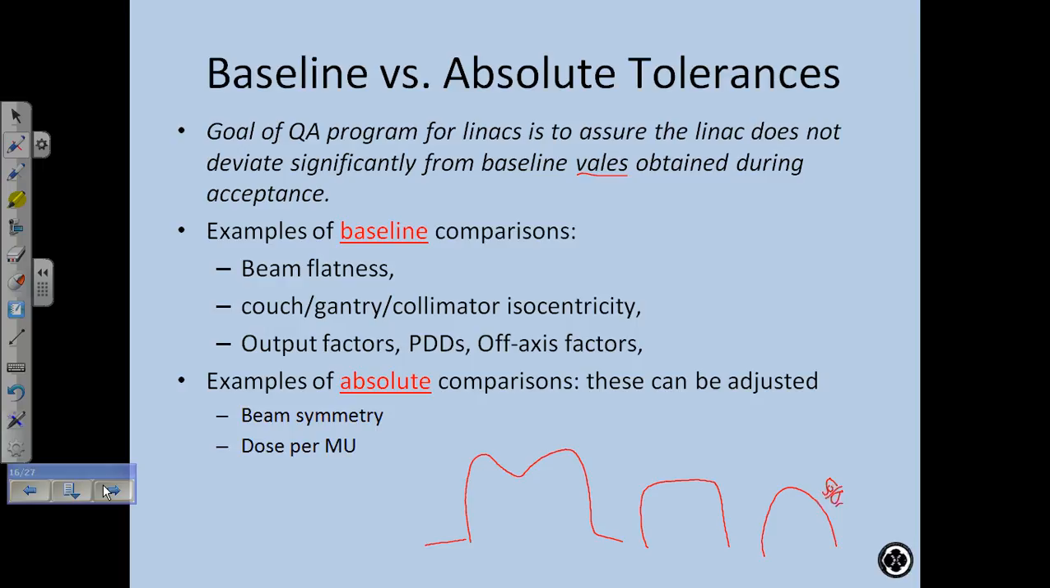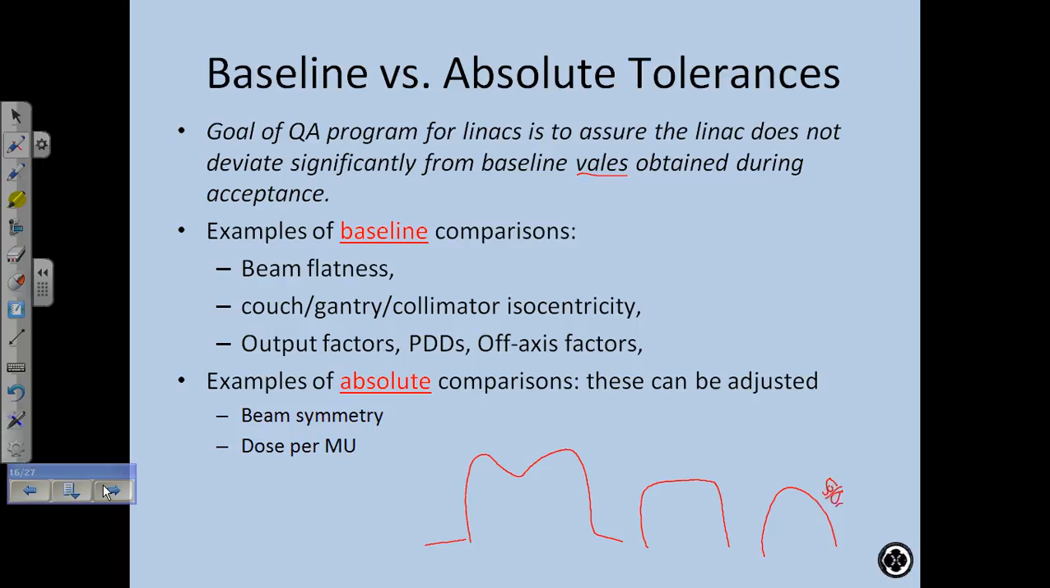Another baseline: couch, gantry, collimator isocentricity. Of course, you want the isocentricity as ideal as possible. It goes through the same spot, but chances are it's not going to get much better than when you accepted it. If the isocentricity, that little circle inscribed inside the triangles, is 2 millimeters when you accept it, it's probably going to stay 2 millimeters. You'll just want to make sure it doesn't go beyond 2 millimeters.